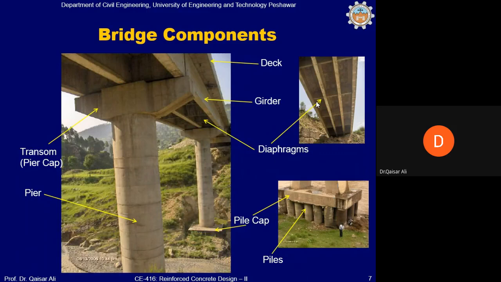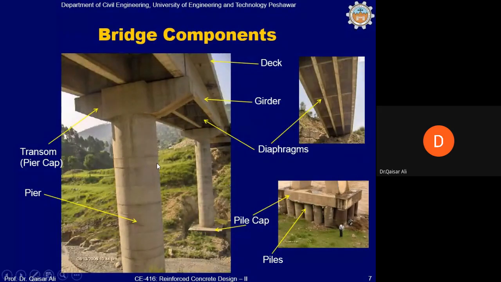Girders are shown very clearly in this picture, and from all the girders the load is transferred to the pier cap or transom. Transom is basically a member in the structural bridge system, a horizontal member on top of the pier. So this is also called pier cap or transom. The pier cap or transom will take the load from the girders and transmit it to the pier.